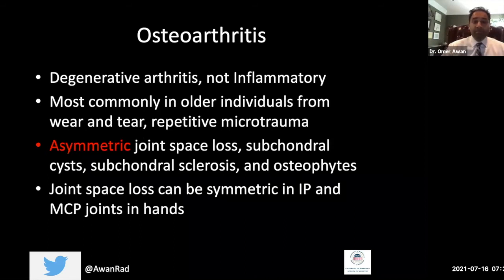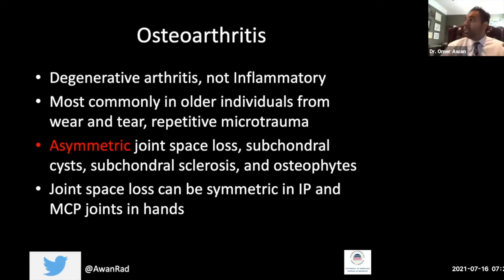Okay, this happens as a result of aging, chronic wear and tear, repetitive microtrauma, cartilaginous injury to the joints. Almost all of us will get this unless we're lucky, genetically. Typically, it results in asymmetric joint space loss. So usually the whole joint is not involved unless it's end stage.